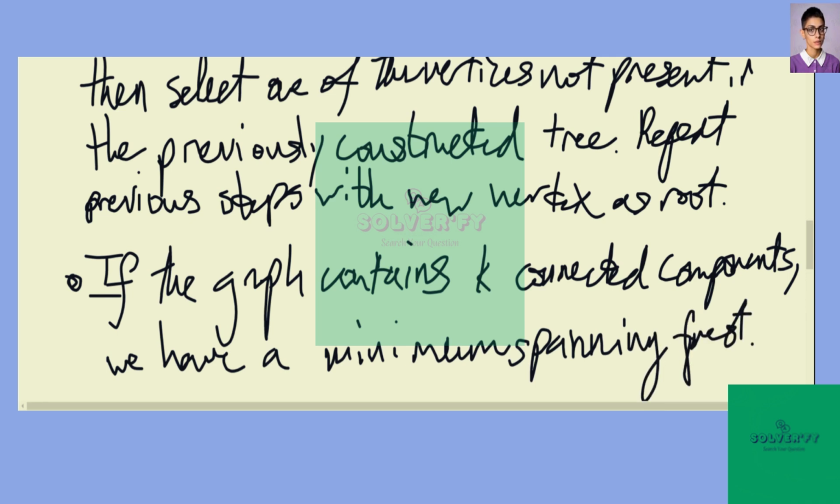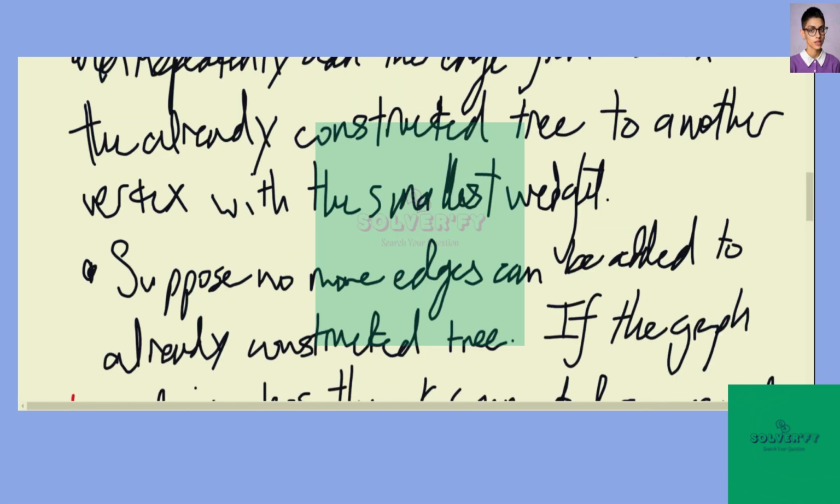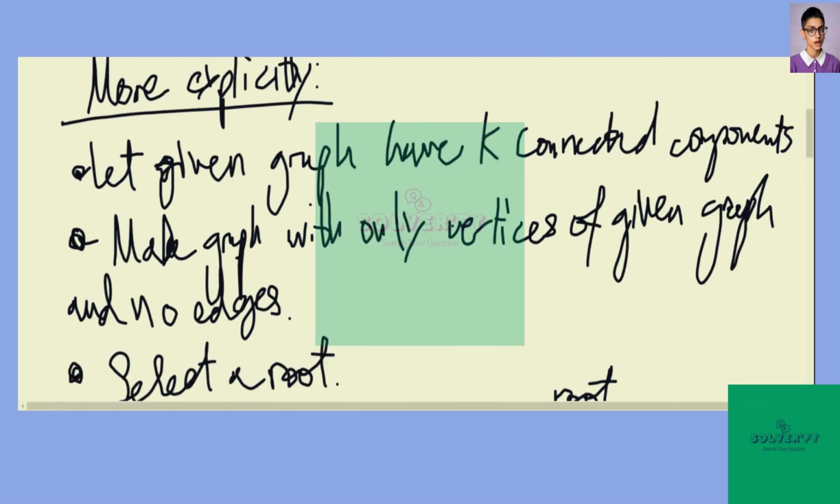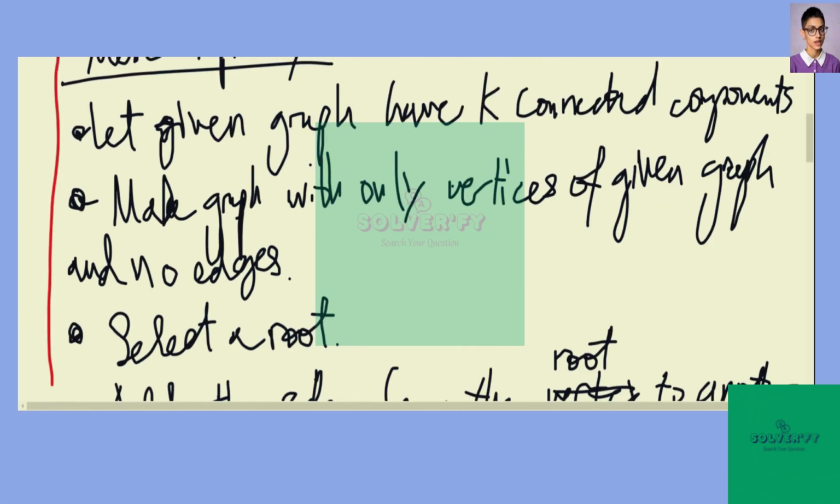So these are the new steps, which I've drawn with a bar on the left in red for Prim's algorithm. We'll want to make similar adaptations to Kruskal's algorithm. So, suppose that the given graph has K connected components, then we'll find a minimum spanning forest when the forest contains K connected components.